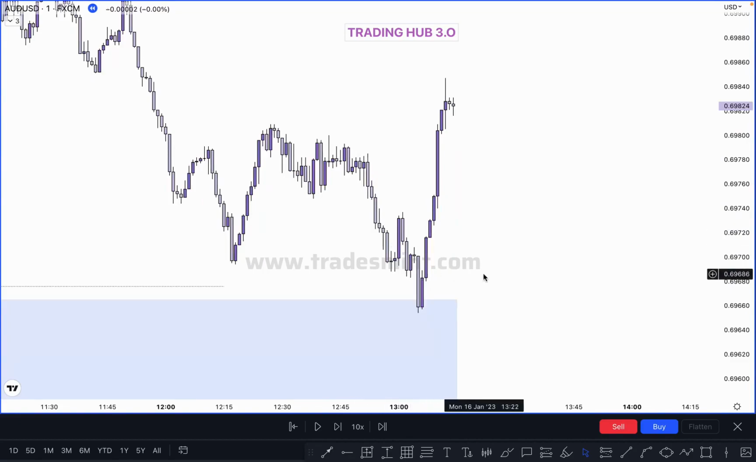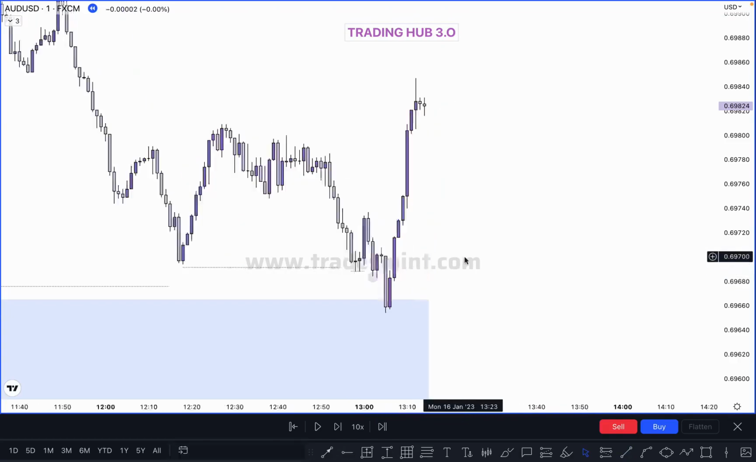So where is our CHOCH in this case? Look at this. You have to mark a valid structure in this case in the lower time frame. So this low is our lowest point. Why? Because the market broke the previous low, which one is here, and this low broke this low like this. So the lowest point is here. This one is our actual valid pullback.